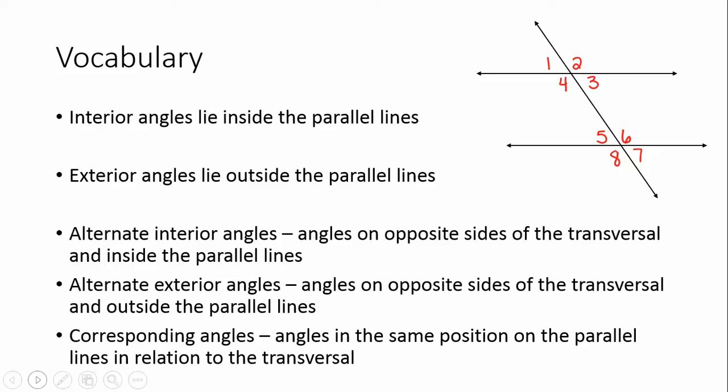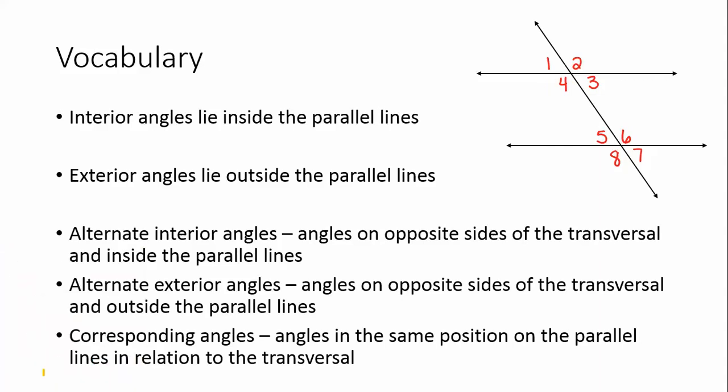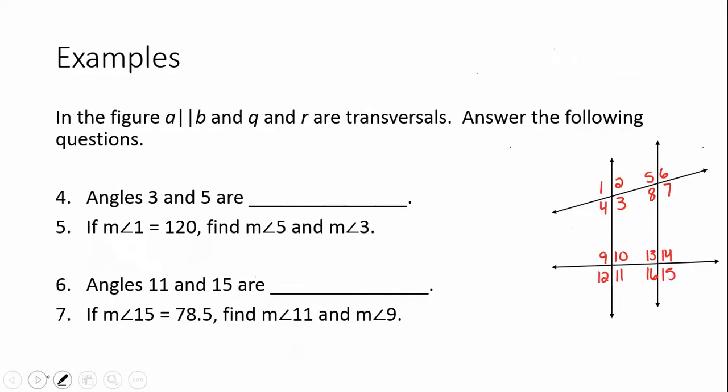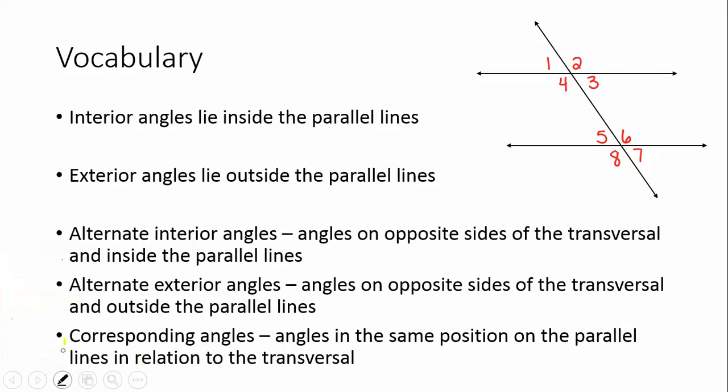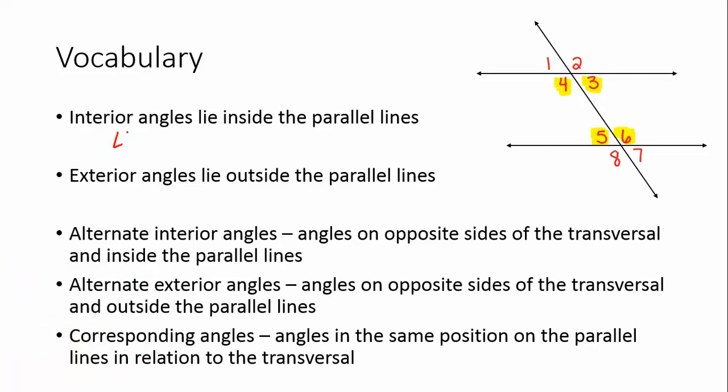Interior angles are angles that lie inside the parallel lines. So I'm going to do some highlighting and then some labeling. Inside the parallel lines, remember the parallel lines are the two lines that are going horizontally across the picture. So those are angles 4, 3, 5, and 6. Notice they are inside the parallel lines. So we're going to label those here. Angle 3, angle 4, angle 5, and angle 6. They are all interior angles.